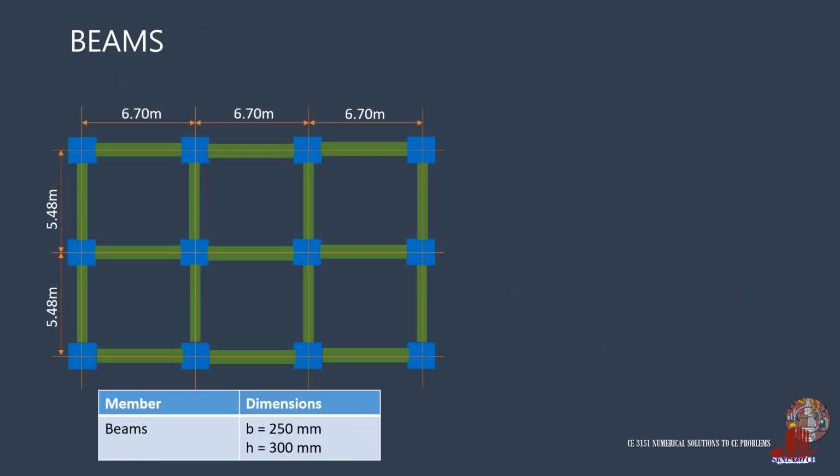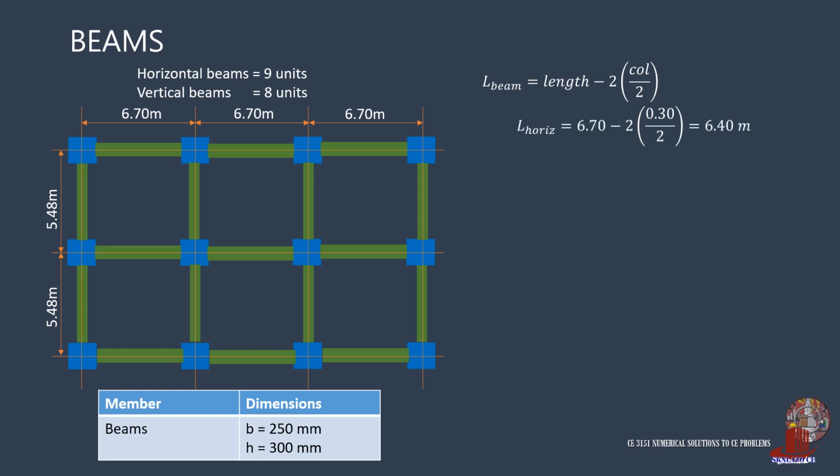Next are the beams. With different lengths, we separate the 9 horizontal beams from the 8 vertical ones. The computation of the beam length is the bay length less twice of half the column size. For horizontal beams, the bay length is 6.7, then take out twice of half of the column width, which is 0.30, resulting to 6.4 meters. The vertical beam lengths are also 5.48 minus twice of half of 0.3, and that is 5.18 meters.